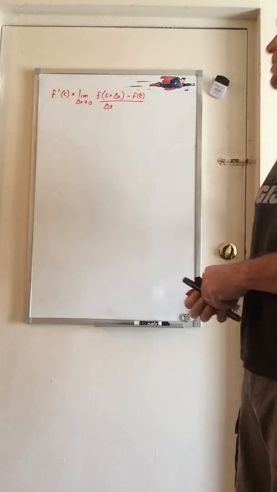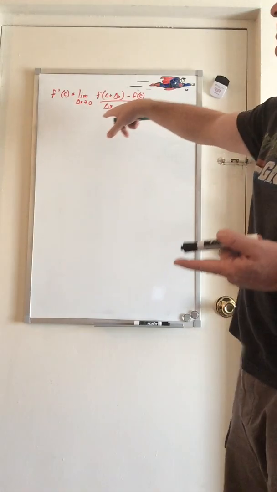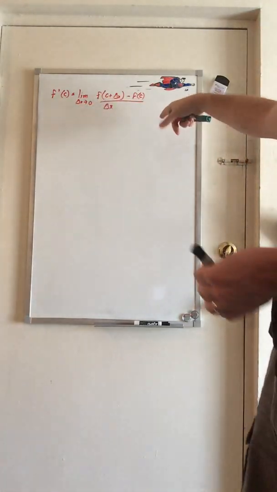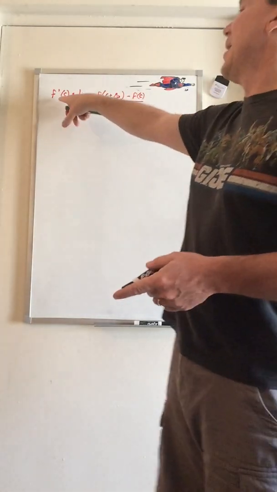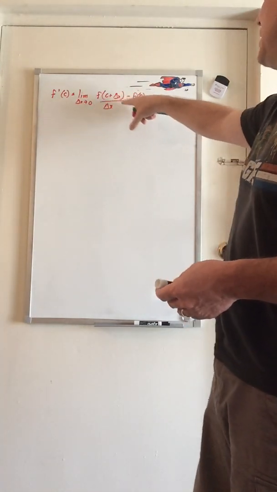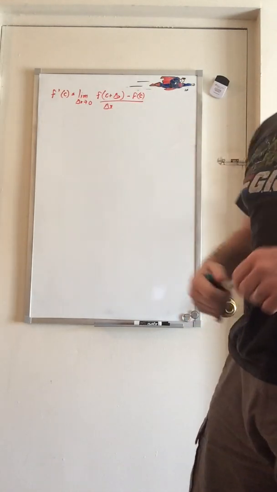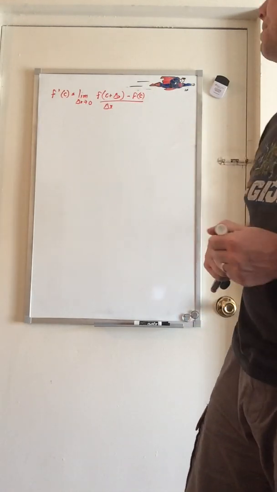So we mentioned the definition of the derivative, and we know there's different ways to write the limit definition. This is the one we're going to use for this because it's the one your book uses. f prime of c is equal to the limit as delta x approaches 0 of f of c plus delta x minus f of c, all over delta x. So that's the standard definition.